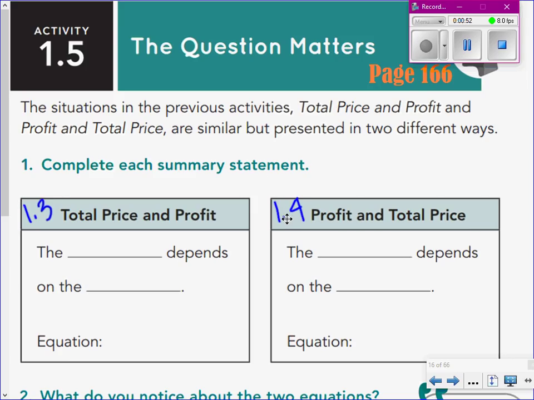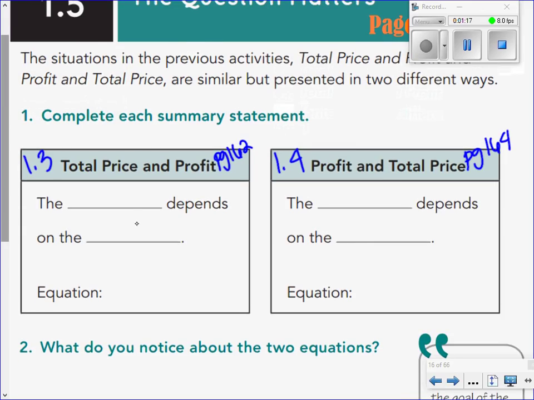I want you to go back and look at page 162 and page 164. And I want you to find the answers that go in these two boxes.